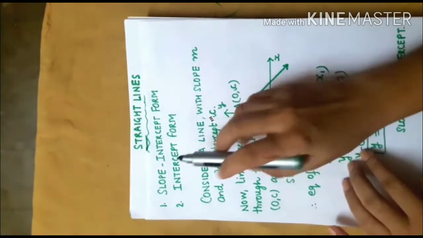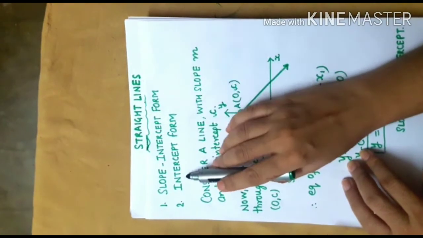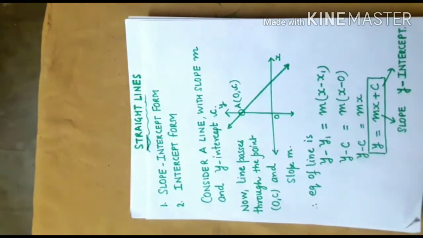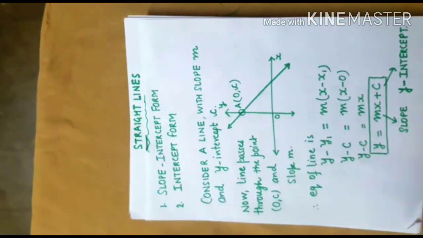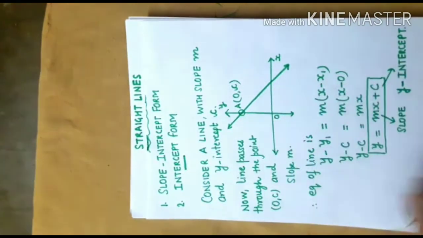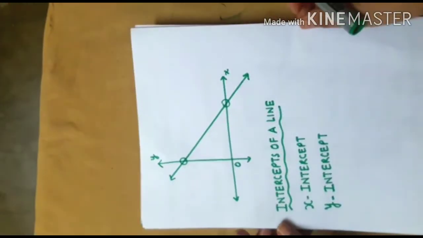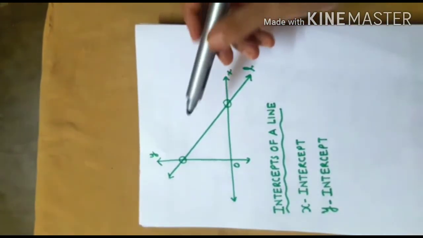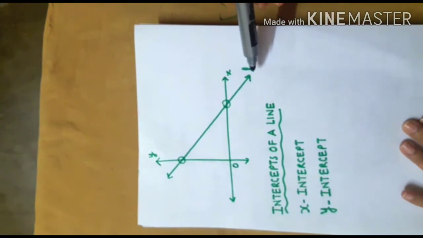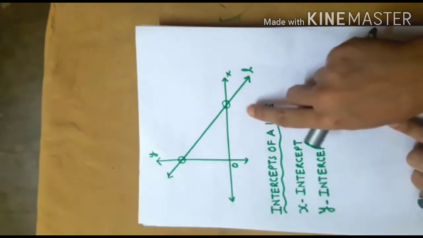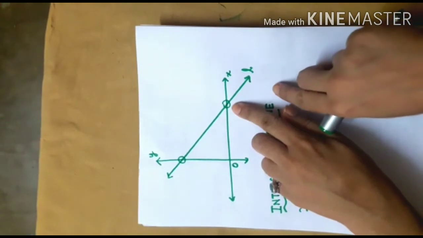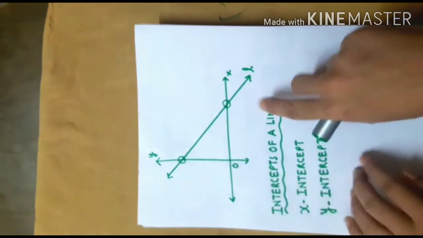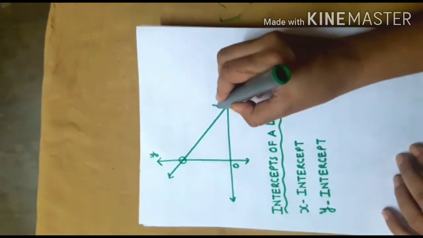We will discuss slope intercept and intercept form of equation of a straight line. So let's first understand the meaning of intercept of a line. Consider a line L. Now this line L intersects the x-axis at this point and y-axis at this point. Let this point be A.